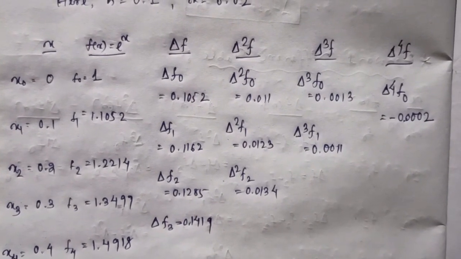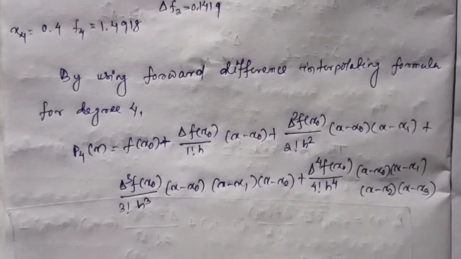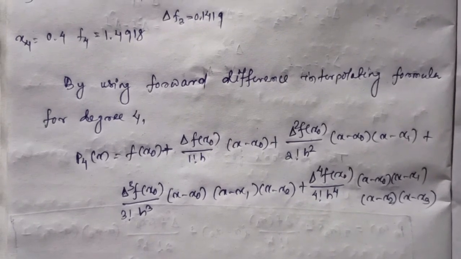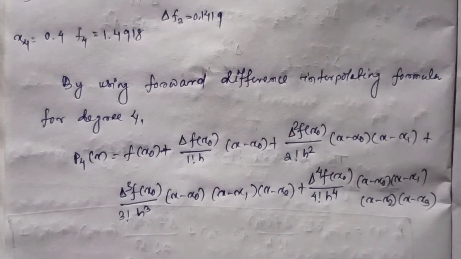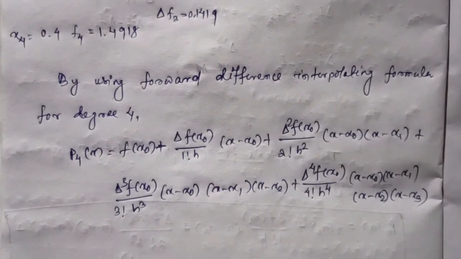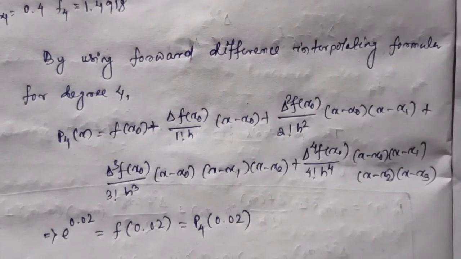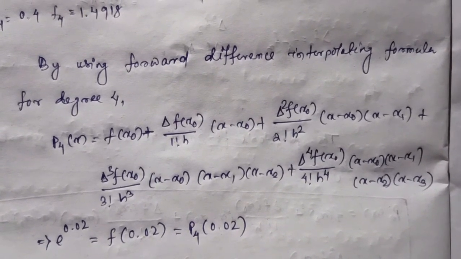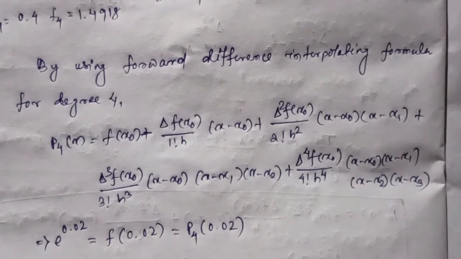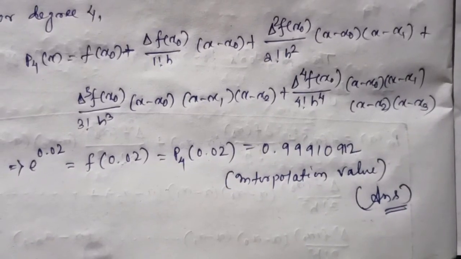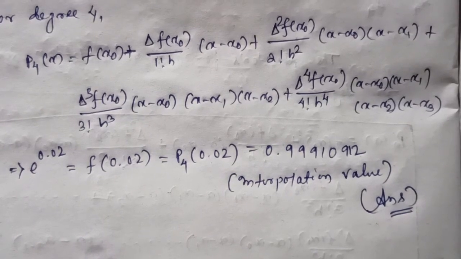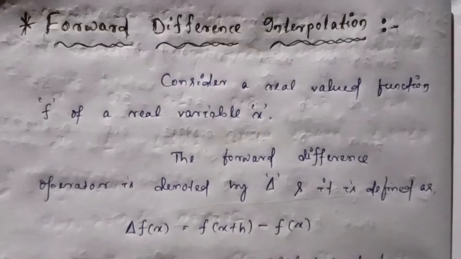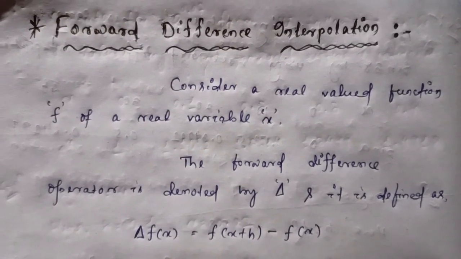So by using forward difference interpolating formula for degree 4, that is p4 of x, we put our values. e to the power 0.02 is equals to f of 0.02, that is p4 of 0.02 is equals to 0.999109112. This is the interpolation value.